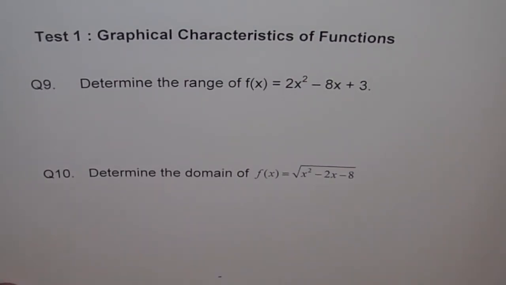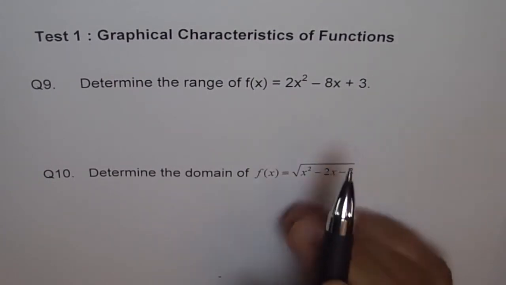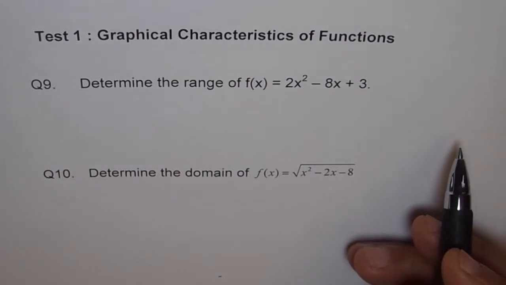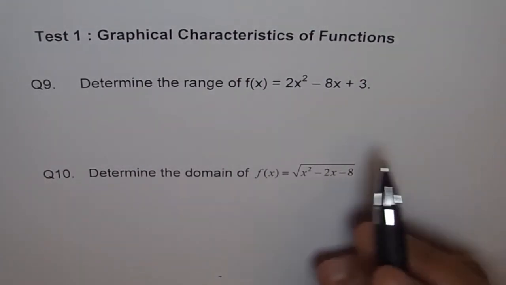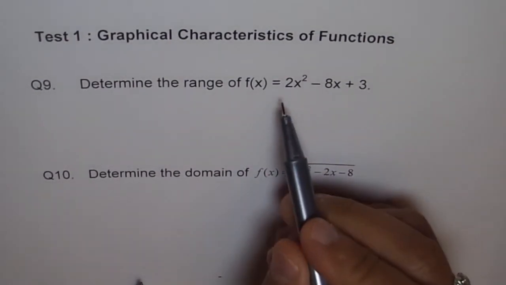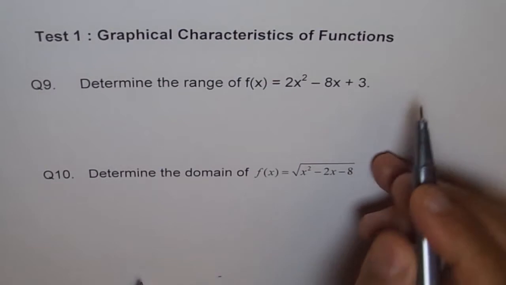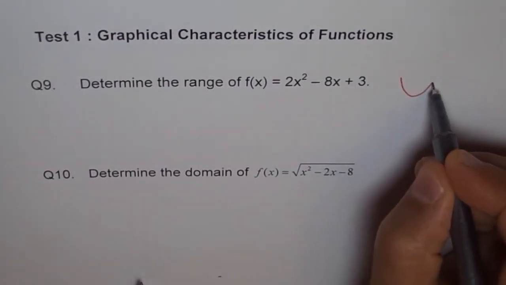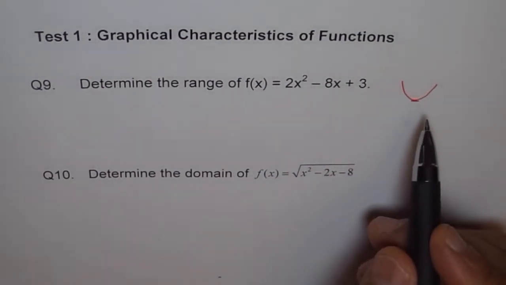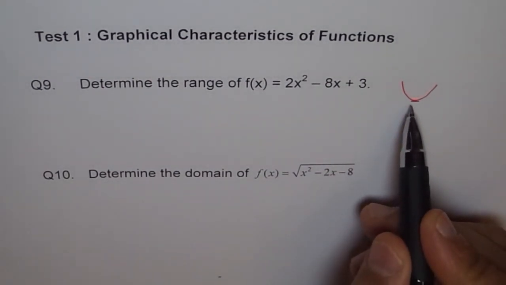How will you do these questions? Well, the domain of a quadratic function is all real numbers, and to find the range we have to find the vertex, correct? For this function, because the leading coefficient is positive, the graph will open upwards, like this, right? But we need to find the vertex. Once we find the vertex, we know the range is greater than or equal to that value.